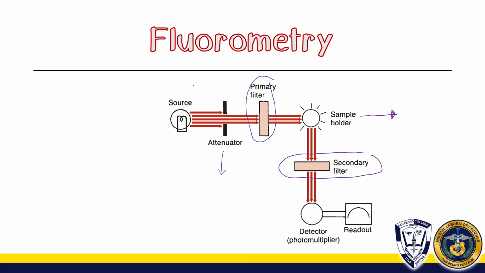Remember here is your transmitted light. And the transmitted light is not what we are trying to measure in your fluorometry. That is your emitted light. And emitted light is not released directly in a straight line from your sample holder. Usually it is emitted here at the side of your substance. And thus, your secondary filter is being placed below.